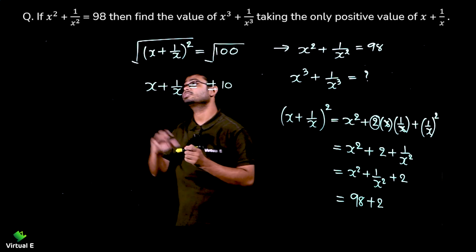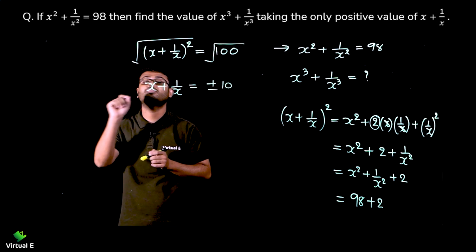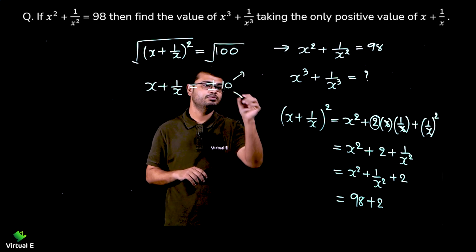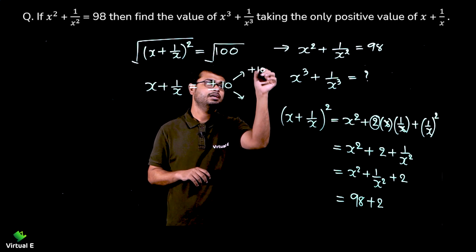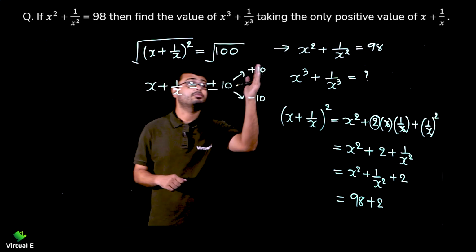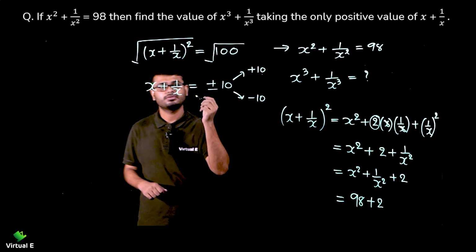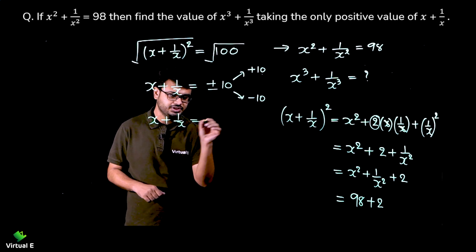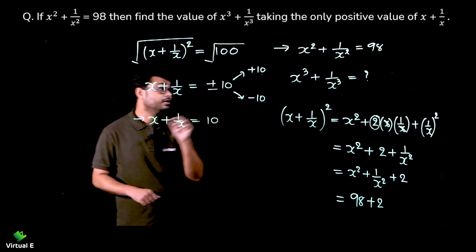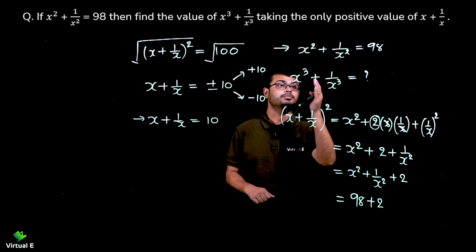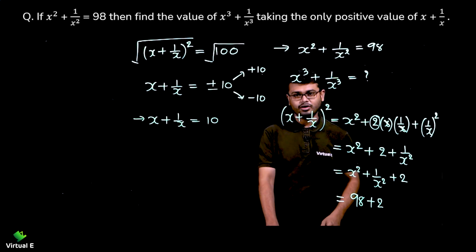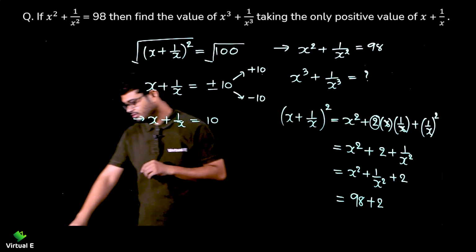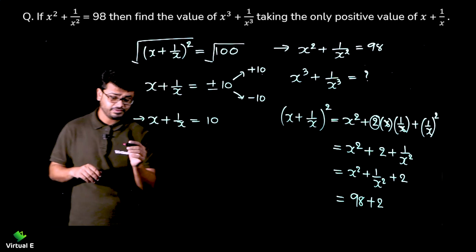Now come to the condition which is given in the equation, taking the positive value of x plus 1 upon x. Here basically there are two values we are getting, plus 10 and minus 10. So let's consider only the positive value, that is x plus 1 upon x is equal to 10 only we are supposed to take. Now see over here, we want the value of x cube plus 1 upon x cube. This is of the form x cube plus y cube. So we can directly apply the formula over here.